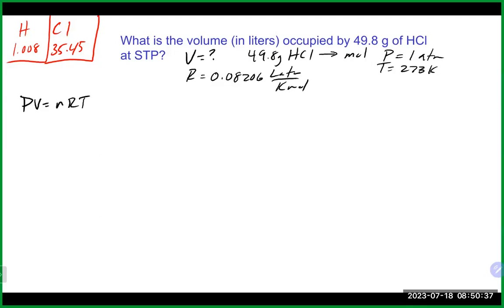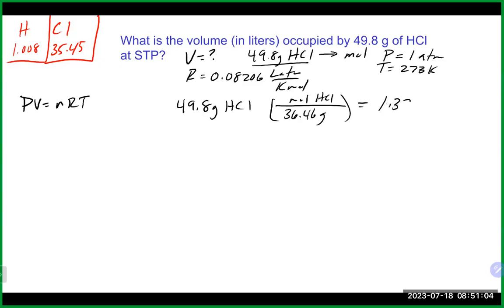In this case, we actually just need to do this conversion to convert into moles. So we'll take our 49.8 grams of HCl, using the molar mass from the periodic table, looks like a 36.46 situation, 36.46 grams per mole. That will get us about 1.37 moles of HCl.